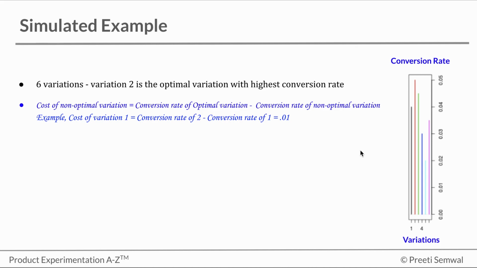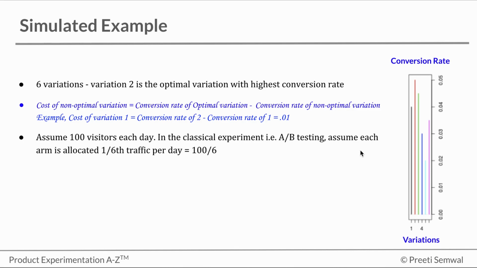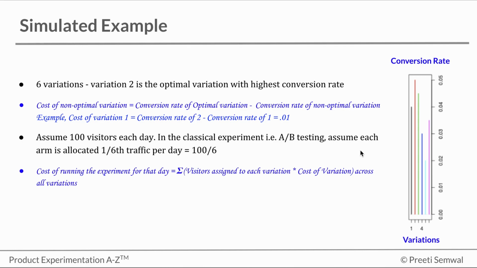Now in the classical experiment, that is the A/B test scenario, each arm is allocated 1/6 traffic per day. If we multiply the number of observations assigned to each variant by the variant cost and then sum across the variants, we will get the cost of running the experiment for that day. So basically, visitors assigned to each variation multiplied by the cost of the variation. If you take that and you sum that across all the variations, then you get the total cost of running the experiment for that day. Let's say it works out that the classical experiment costs us 1.333 conversions each day it is run.